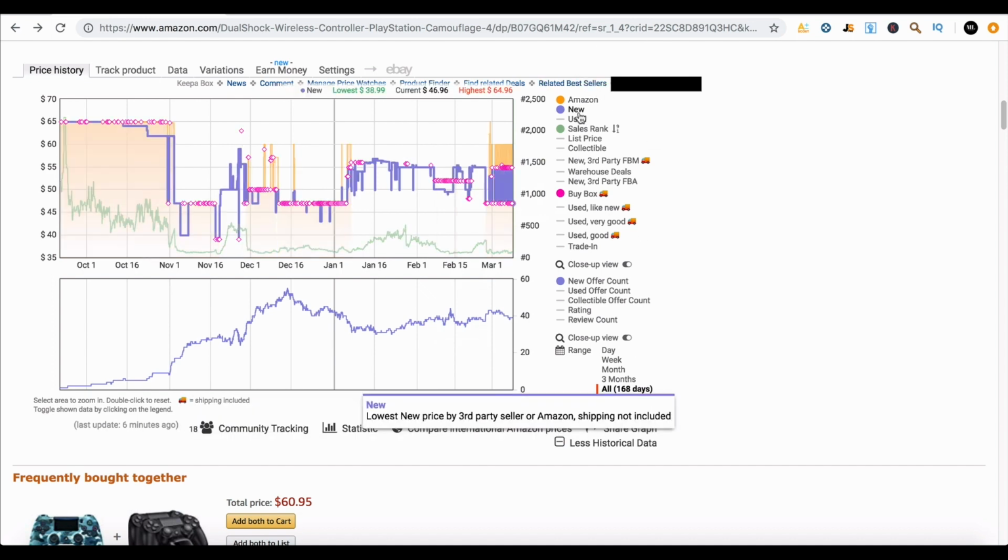Now, new is the blue line, and it's just showing you in new condition, what is this product selling for? And you can see that it's going up and down, up and down. Sales rank is probably the most important, and it's the green line, and it is showing you the sales velocity of the product. Now, each product and each category has different sales rank. So a sales rank for one category is not going to be the same sales rank for another category. For example, a sales rank of 5,000 in the toys and games category is a pretty good sales rank. It means selling a lot of volume. But let's take the same sales rank of 5,000 in the video game category, and it is not selling nearly as many units as the toys and games category. Okay, so keep that in mind. And I'm going to show you how to calculate all this at the end.